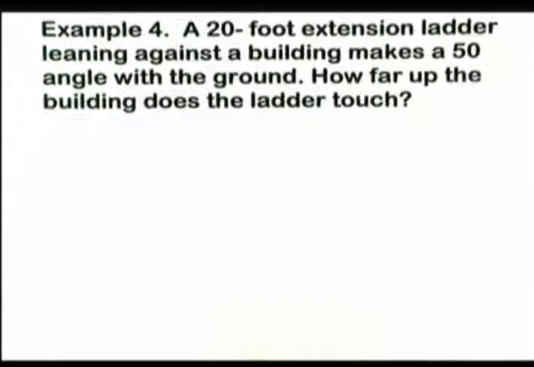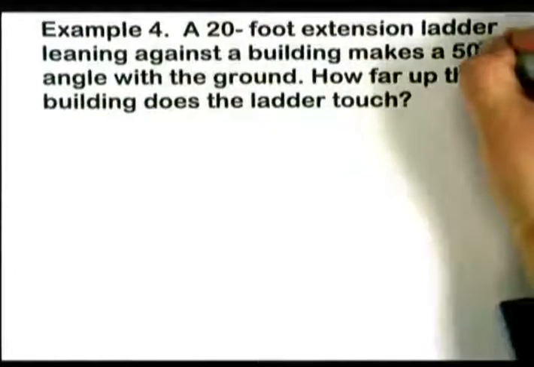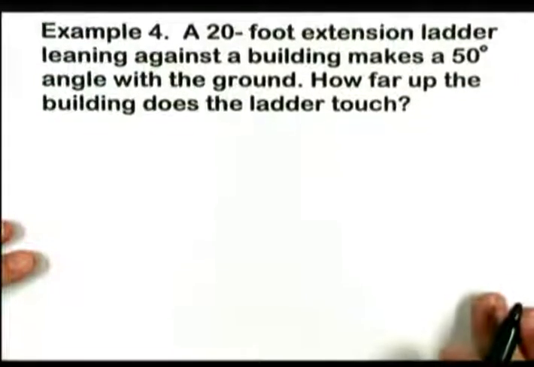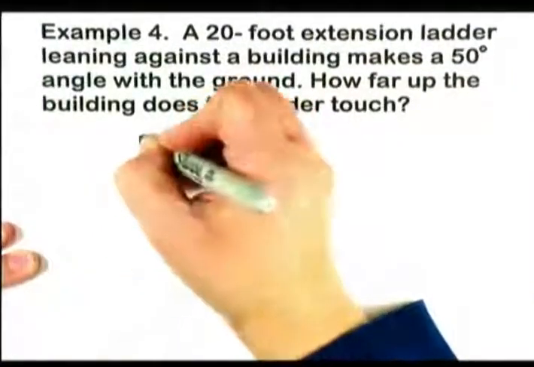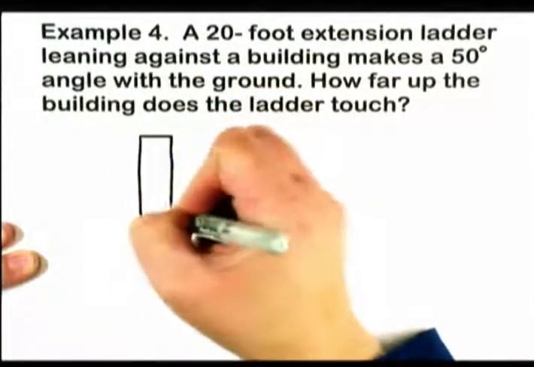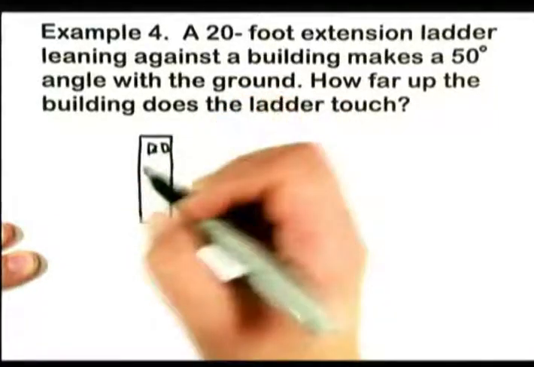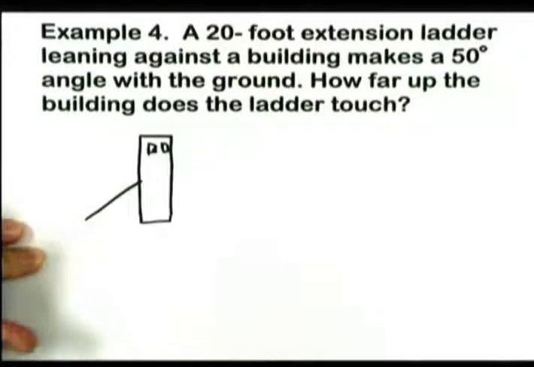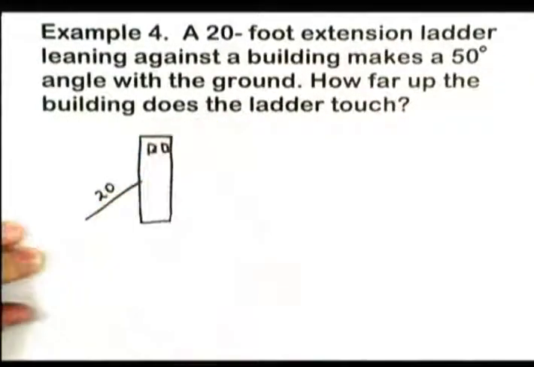Example 4. A 20-foot extension ladder leaning against a building makes a 50-degree angle with the ground. How far up the building does the ladder touch? So the situation we have, again, the building, and then we have a ladder, and we know that the ladder is 20 feet long.